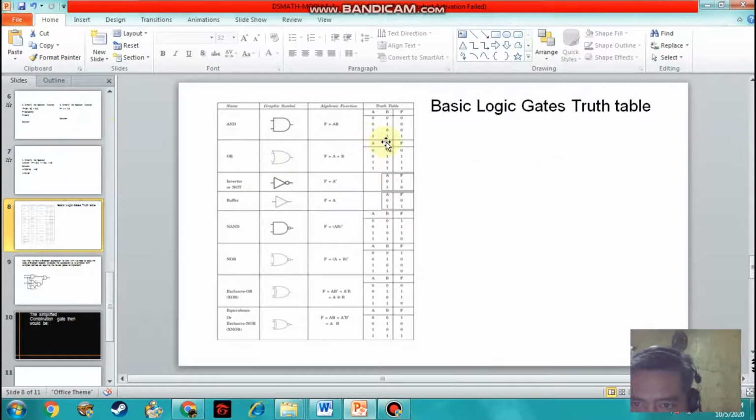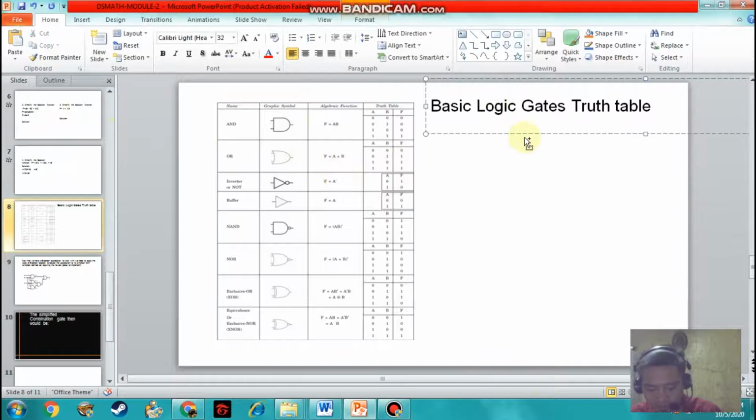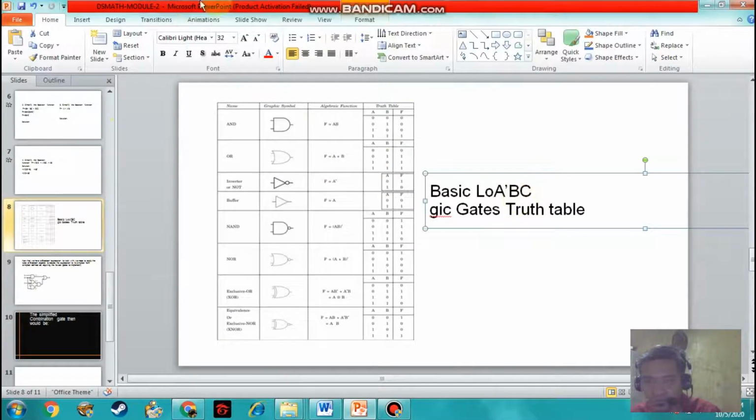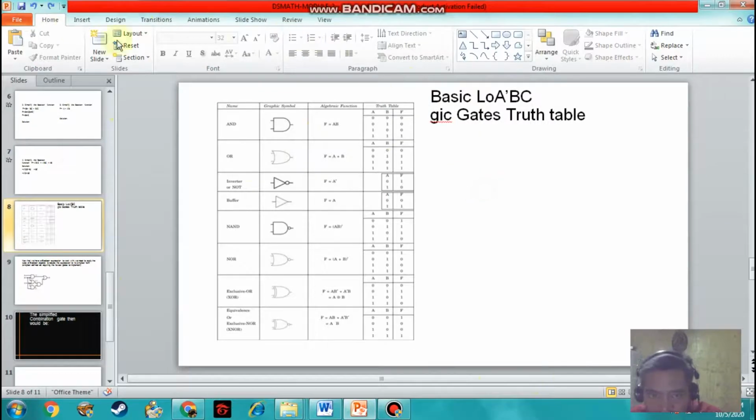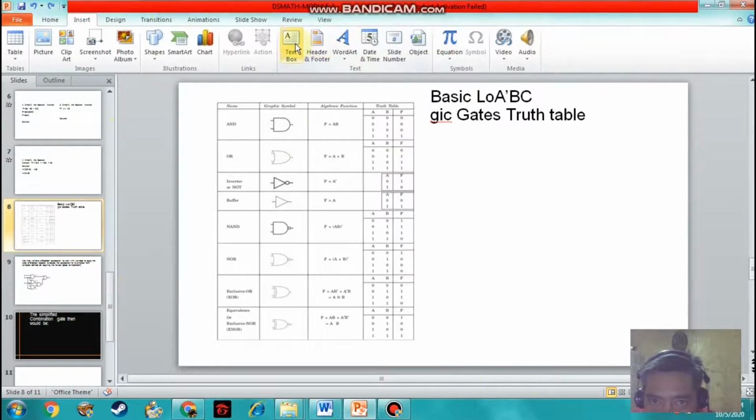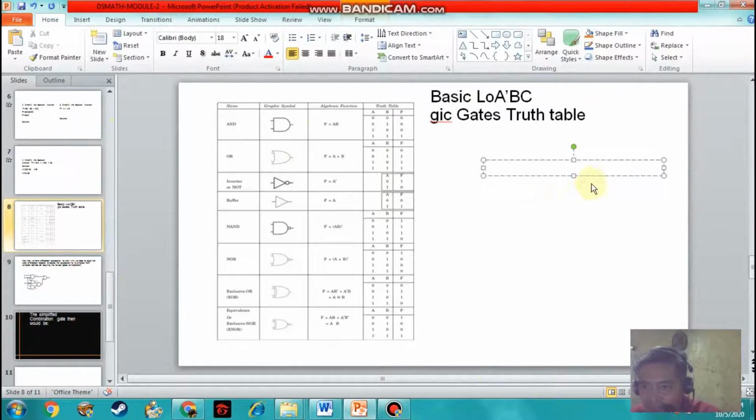So, kung multiplication siya, at least dapat parehong A and B 1, di ba? Add text lang. Text box. Ayan. So, madali lang. So, A times B siya nun. So, kung A times B, dapat parehong 1 to magiging 1. So, ayun. Magiging 1 siya kapag parehong 1 yung A and B.